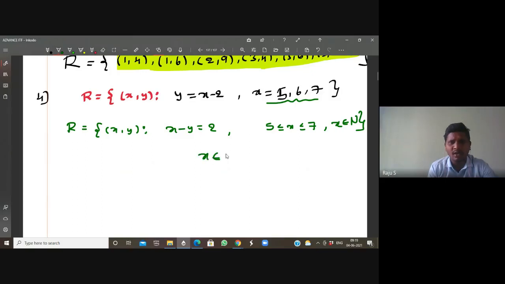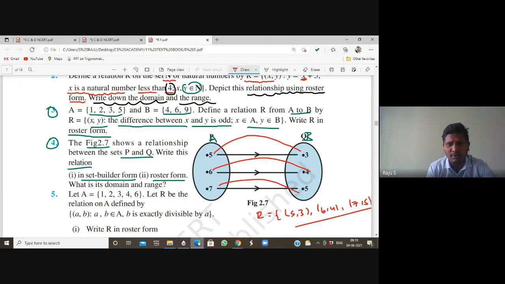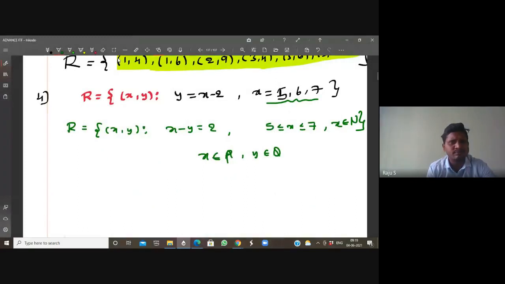In the question, x belongs to P, y belongs to Q. Whenever you want, you can write x belongs to P and y belongs to Q. Because here they have given an arrow diagram, we can write like that also. Good. Sure. X belongs to P, y belongs to Q. Is this right? X belongs to natural numbers, x from 5 to 7.